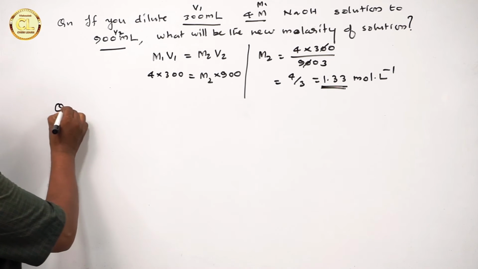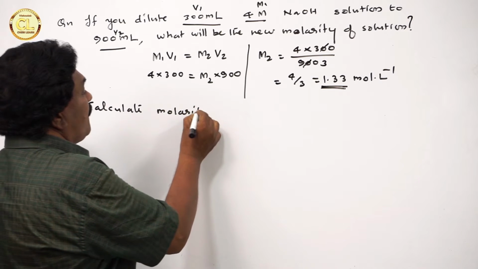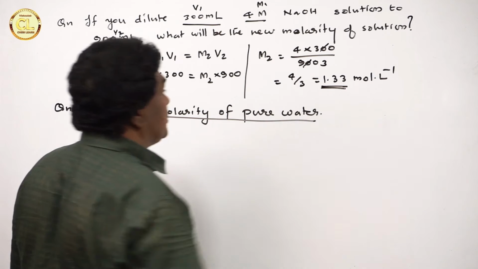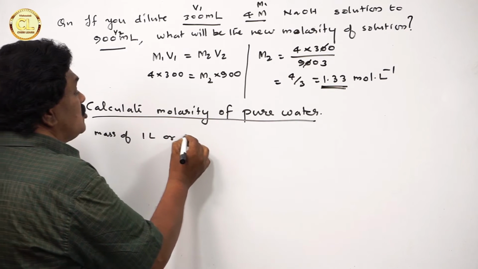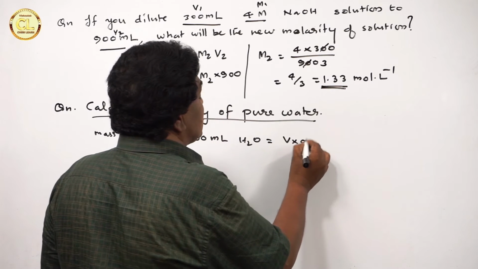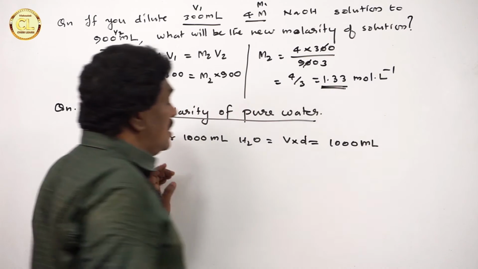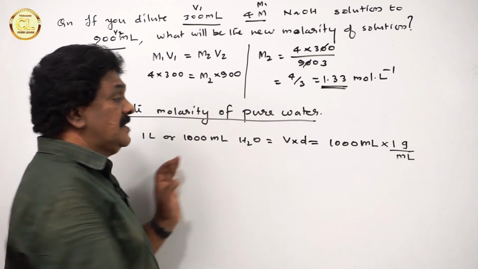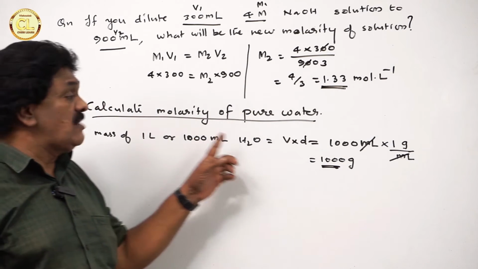Now we can do another question. Calculate molarity of pure water. We know that the mass of 1 liter or 1000 milliliter water is equal to volume into density. The volume of water is 1000 milliliter. Density is 1 gram per milliliter. Milliliter cancels off. We get 1000 gram. That is the mass of 1000 milliliter water.